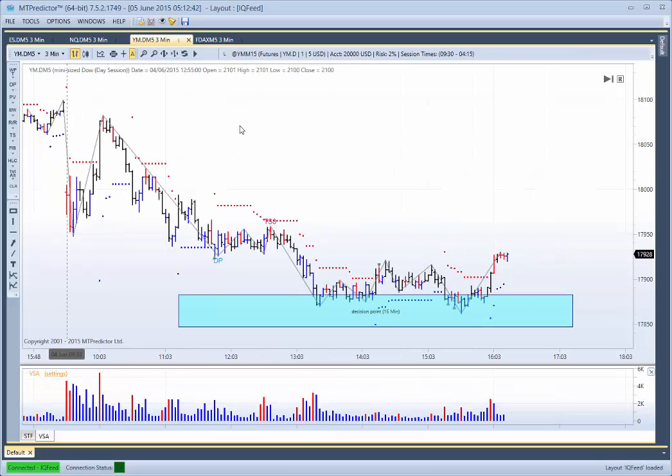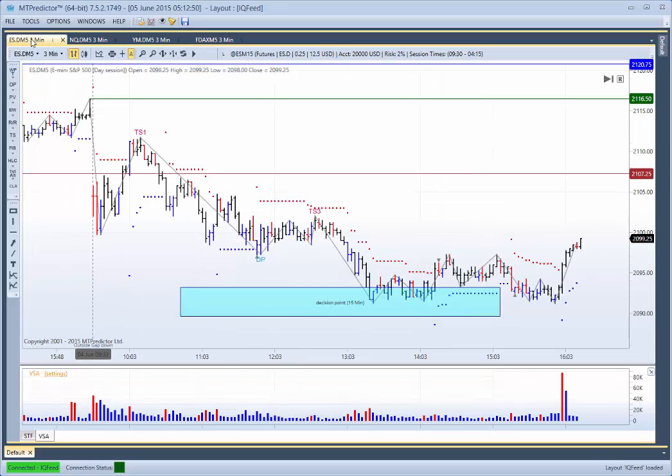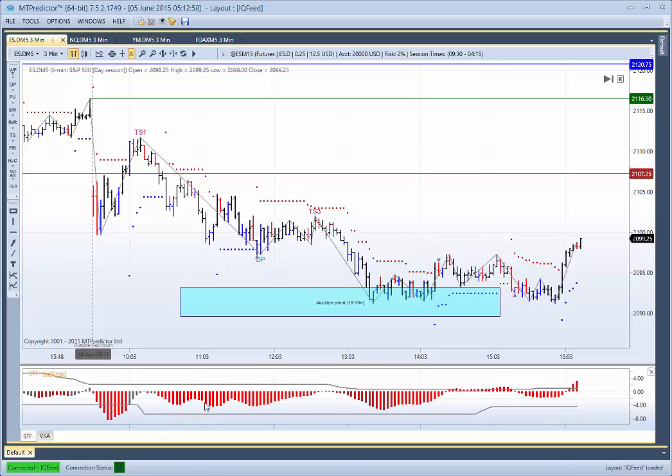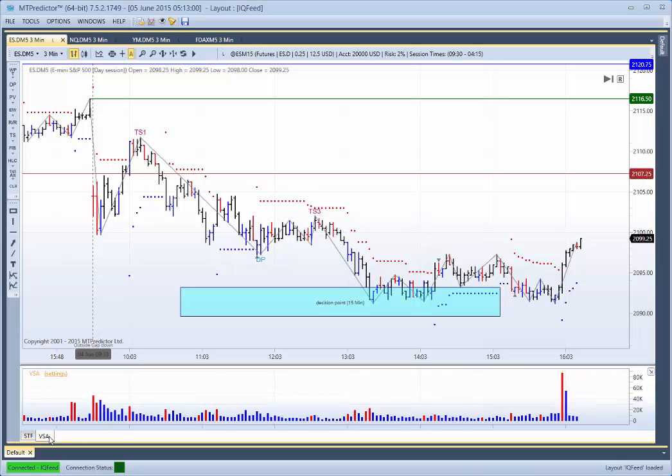YM was pretty similar as well. Large degree trend down right into the lows of the day there on the 15-minute DP support. So hopefully this has been a good video showing you how to approach the day trading the US E-minis. Remember, we don't tend to look at our STF colour. If you're an advanced or more experienced trader with MTPredictor, we use our higher time frame support and resistance zones and look to gauge the large degree trend as the market reverses off those.